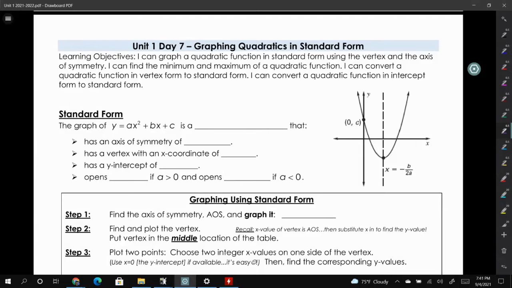The last form of quadratic functions that we're going to talk about is called standard form. And the graph of this function, and this is standard form right here, and you know it's standard form because you have an x squared, an x, and a term with no x at all. And it is a parabola that has a line of symmetry or axis of symmetry at x equals negative b over 2a.